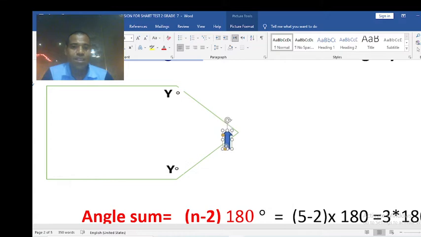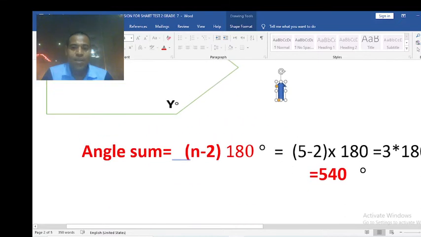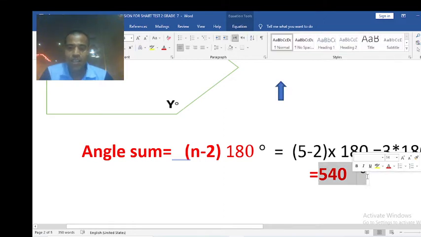This is 90 degrees, this is 90 degrees, and this is 90 degrees. So the angle sum, learners, is equal to what? The angle sum is n minus 2, the number of sides is 5, so 5 minus 2 multiplied by 180 degrees. It will be 3 multiplied by 180, which is equal to 540 degrees.